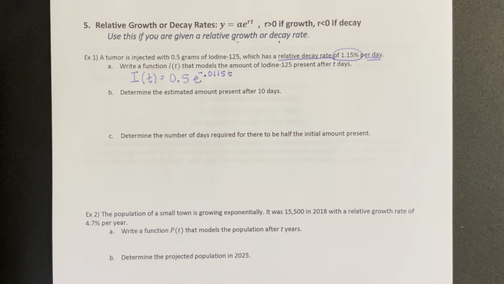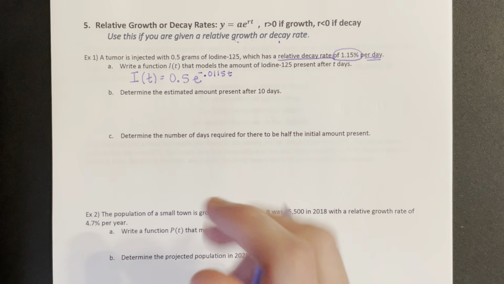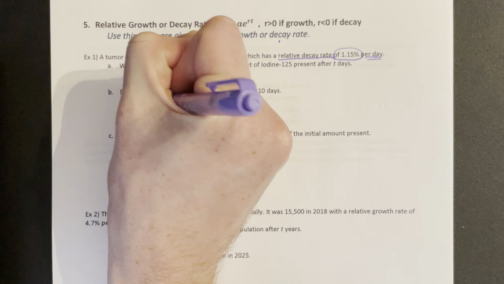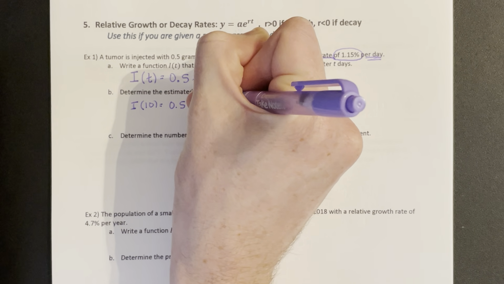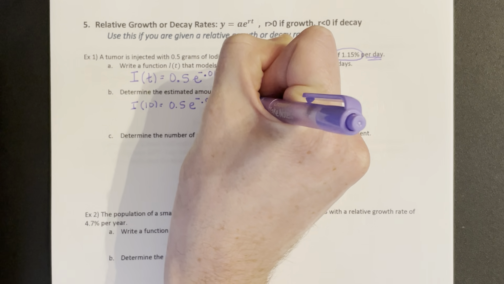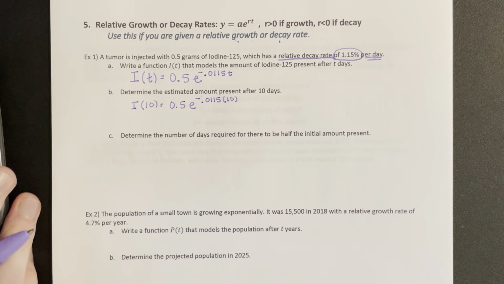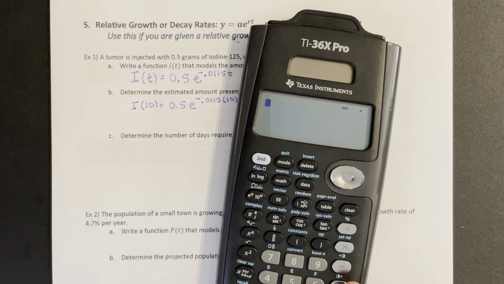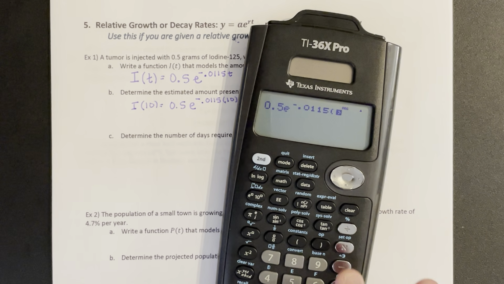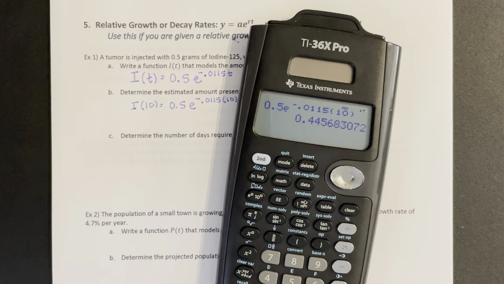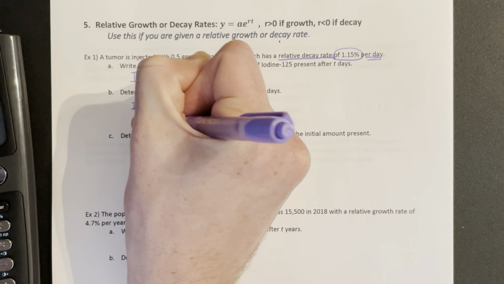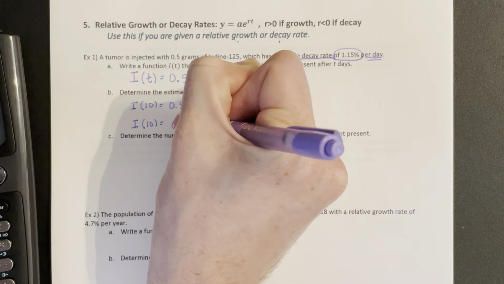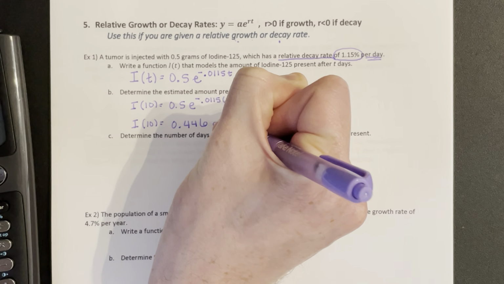There's our function rule. Now we can estimate the amount present after 10 days. So I of 10 here is 0.5 e to the negative 0.0115 times 10. We just put that into our calculator. So 0.5 e to the negative 0.0115 times 10. I get 0.446 if I round it. So I of 10 is 0.446 grams.